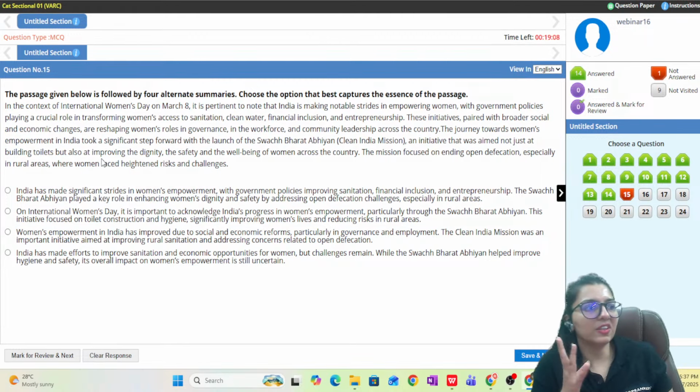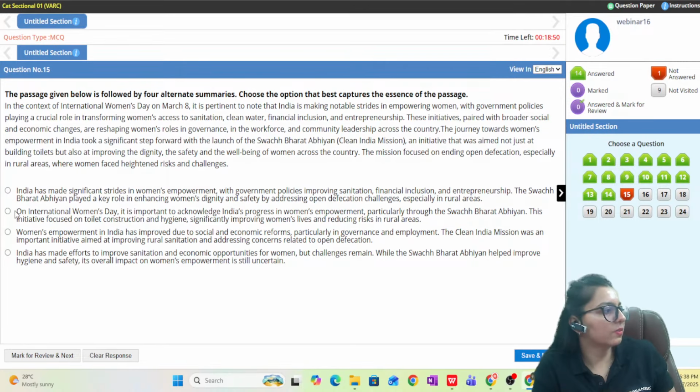So these are my 3 things that I need. India has made significant strides in women empowerment. Government policies improving sanitation, financial inclusion, entrepreneurship. The Swachh Bharat Abhiyan played a key role in enhancing dignity and safety while addressing open defecation challenges, especially in rural areas.